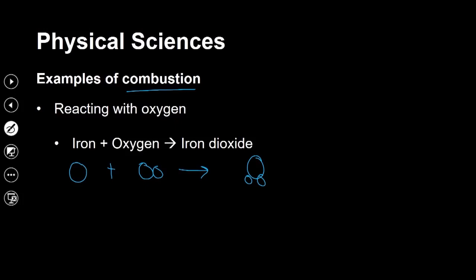So if we are to also shift gears and look at it in terms of the symbolic representation, what do we have? We've got iron, which is Fe, okay, plus oxygen, which is O2, to give us, if we go back to the name of the product, which is the new substance that is formed, which is iron dioxide, it means it's FeO2, right? So this is actually what is happening.